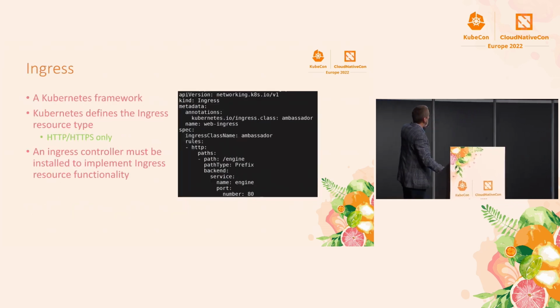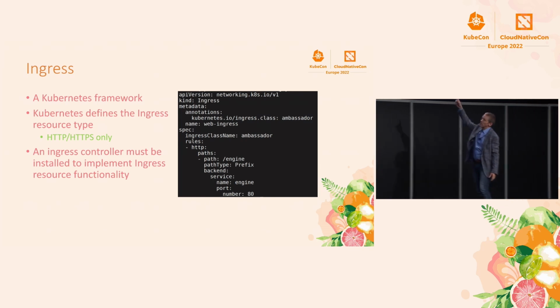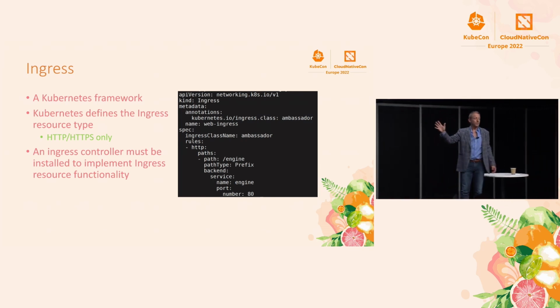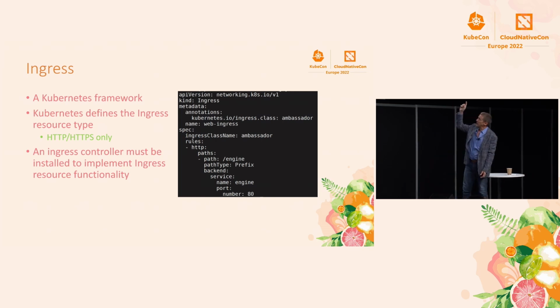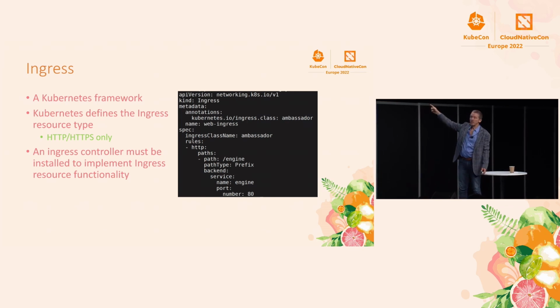And then you've got ingress. This is an ingress rule. This ingress rule says, if somebody hits the ingress controller using the HTTP protocol, and by the way, ingress only supports HTTP and HTTPS, and they are using the route/engine as their prefix, could be anything after that, then send them to the backend service called engine. That's the name of the service, DNS resolved, on port 80.